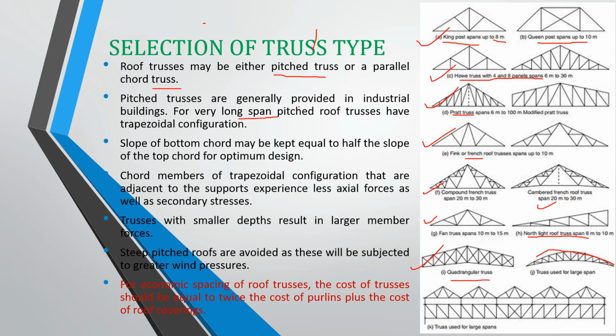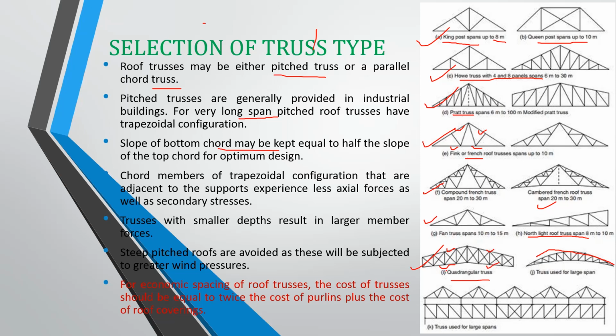So we see that the primary factor governing the selection of truss is the span of the structure. Slope of bottom chord may be kept equal to half the slope of the top chord for optimum design. So if these rafters are our top chord, then the beams at the bottom are our bottom chords.